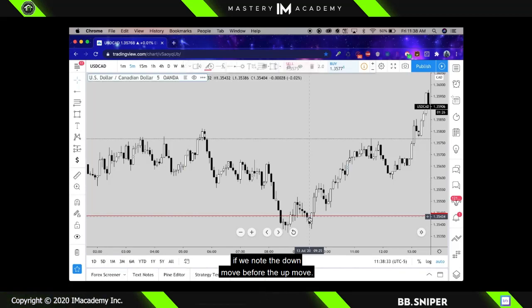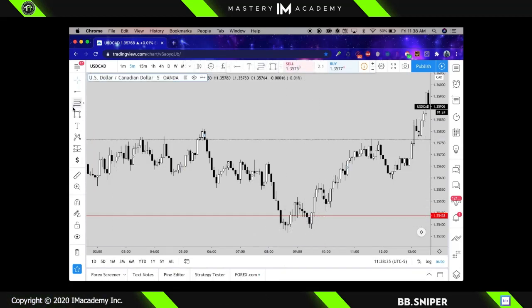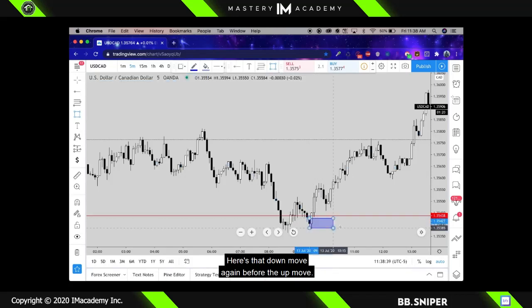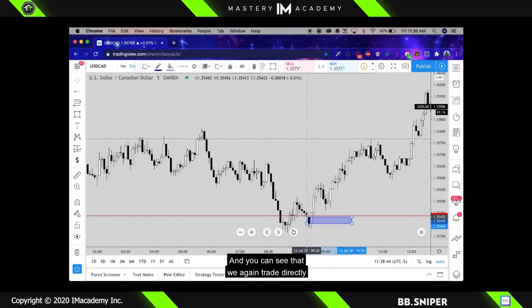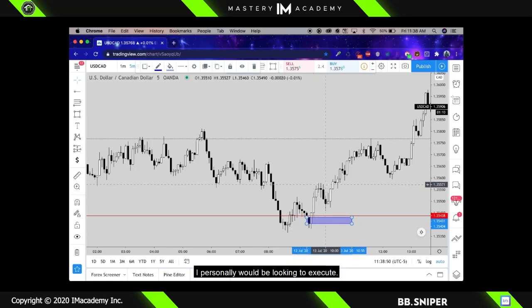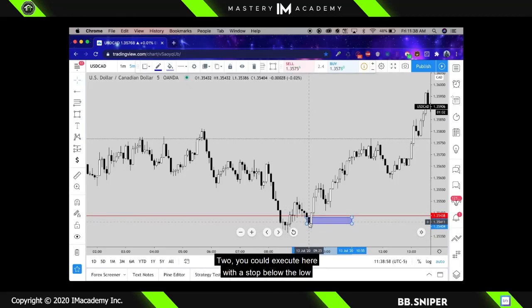If we note the down move before the up move, here's that down move again before the up move. And you can see that we again trade directly almost to it, right, to break even and run away. I personally would be looking to execute one, you could do the mitigation of this with a stop below the low. Two, you could execute here with a stop below the low.